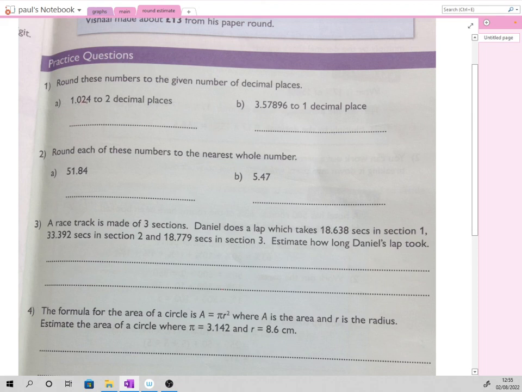So 1.024 to 2 decimal places. Well, there's the second decimal place, the 2. There's the decider, which is the 4. This is less than 5, so we can ignore it and just put 1.02. This one to 1 decimal place. There's the 1 decimal place. There's the decider, it's 7. It's 5 or more, so we add 1 back on to get 3.6.